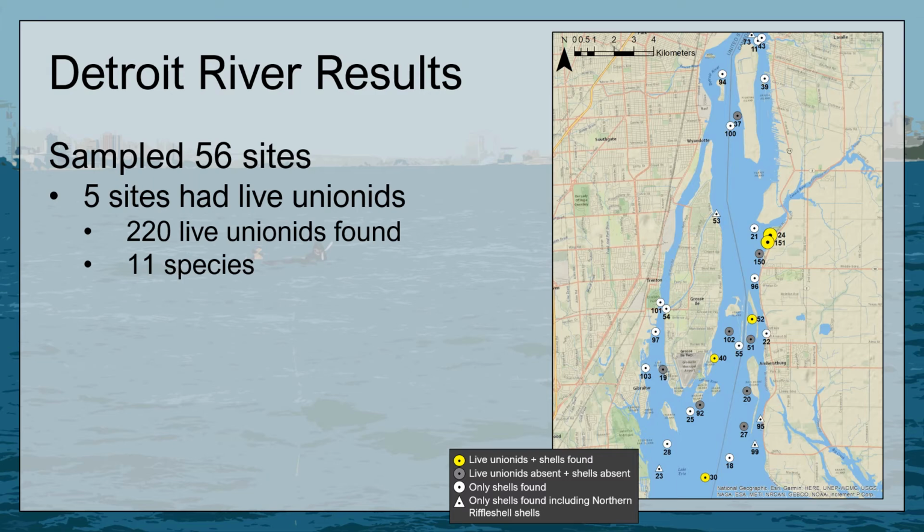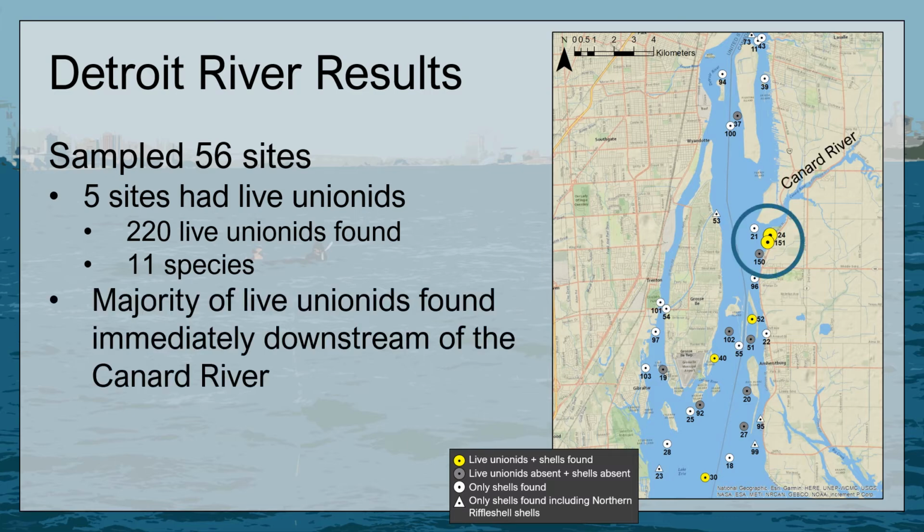However, a majority of the unionids were found between sites 24 and 151, which were located immediately downstream from the Canard River. At just these two sites, there were 212 live unionids found, representing 10 species. It should be noted that only 4 of the 10 species were also found in the Canard River during its 2019 sampling season, indicating that the species found at these two sites were not just there as washout from the Canard River.